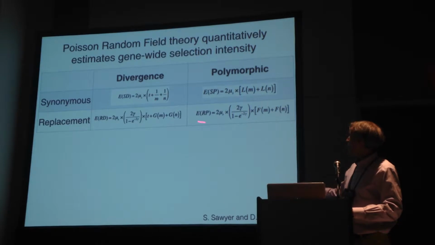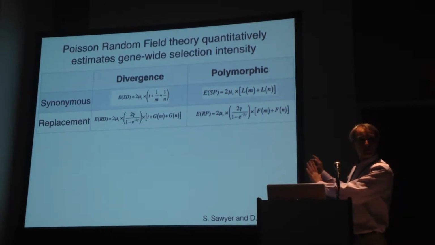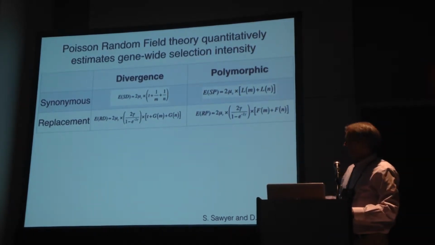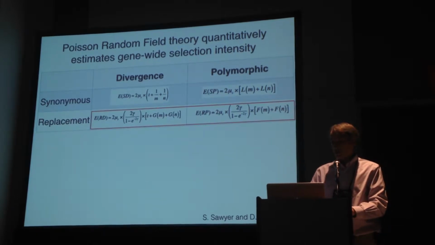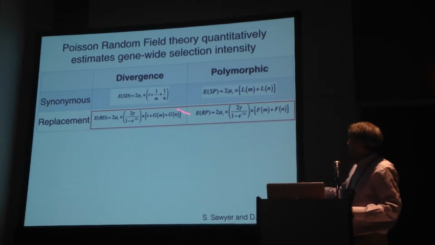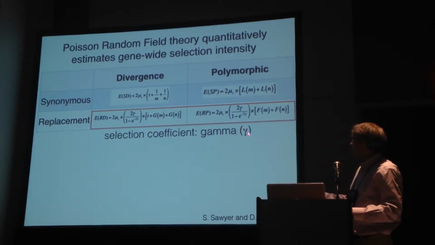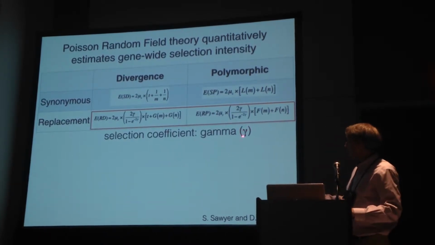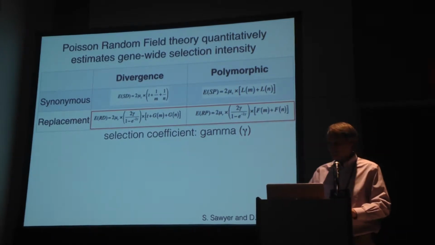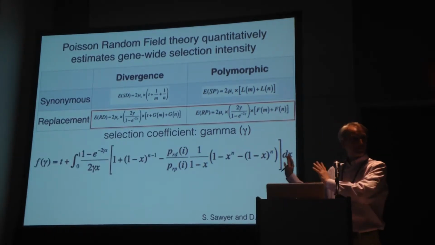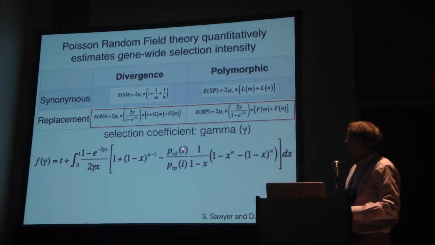And then these 4 equations have 4 unknowns, so you can solve this very neatly to estimate the level of selection, which is mostly dependent upon these replacement changes that you observe. That level of selection in the Poisson random framework is called the selection intensity, gamma. And here's the formula. I'm sure everyone will enjoy seeing this.